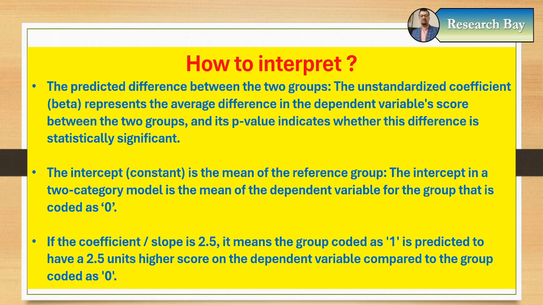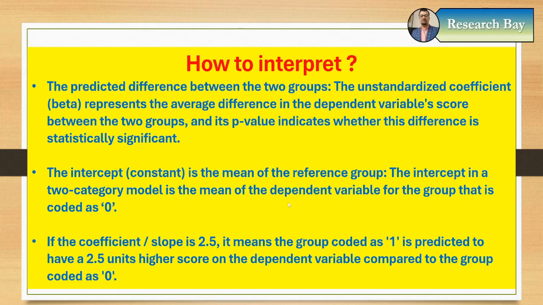How to interpret the results which we will be getting out of the regression model? The predicted difference between the two groups, the unstandardized coefficient or beta, represents the average difference in the dependent variable score between the two groups, and its p-value indicates whether this difference is statistically significant or not. The intercept or the constant is the conditional mean of the reference group.